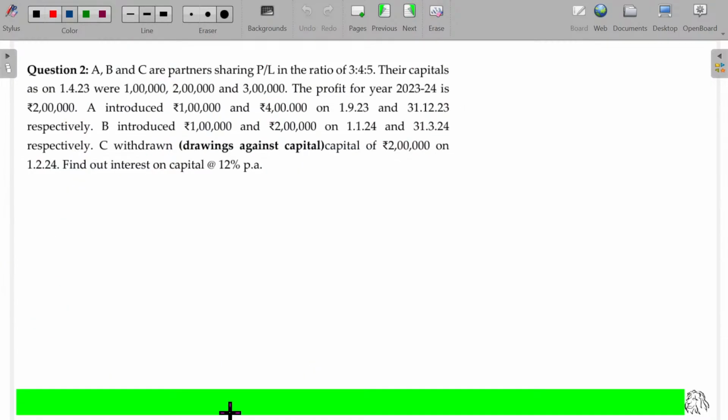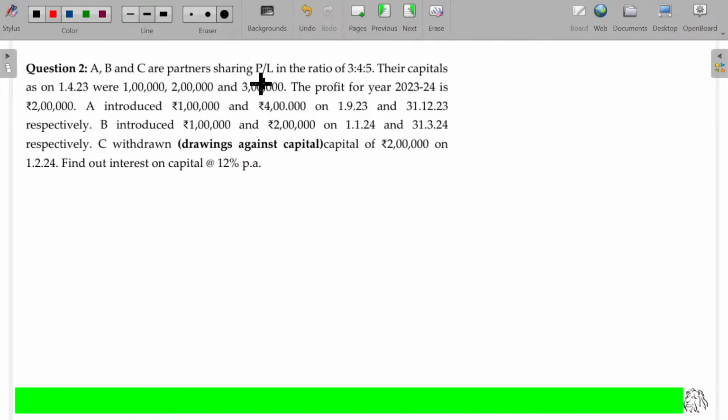Now, here, drawings against capital. In case the drawings are against capital, you have to subtract them from the capital balance, and the balance capital is eligible for interest. Drawings is separate, but here drawings is subtracted from the capital and then the balance capital is eligible for interest calculation.